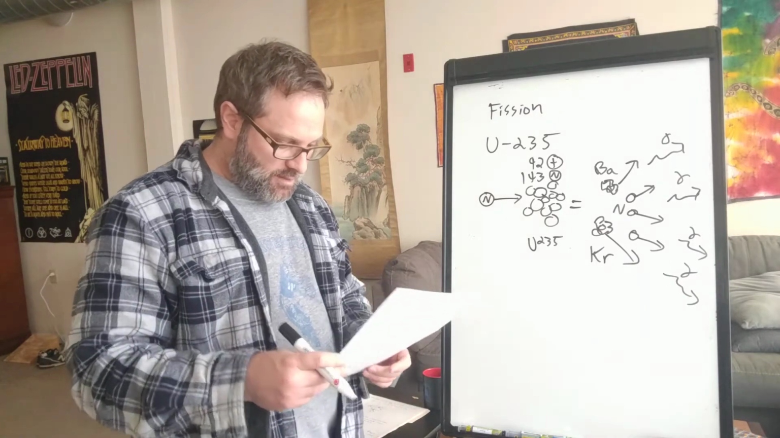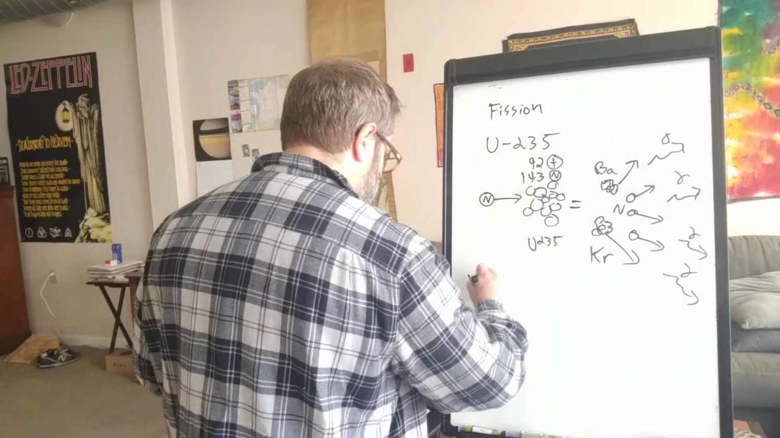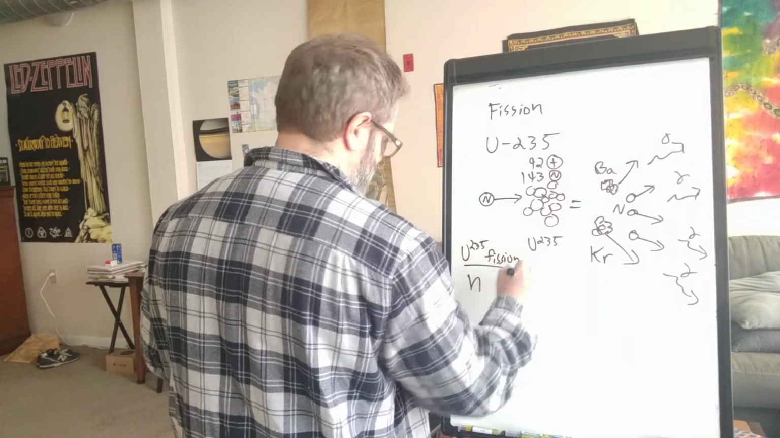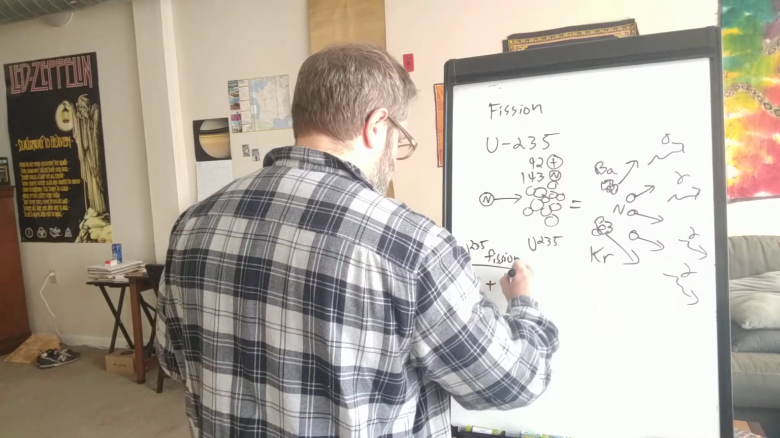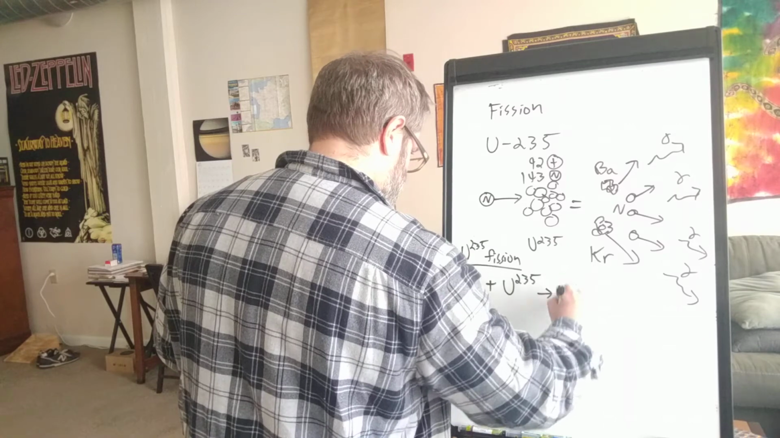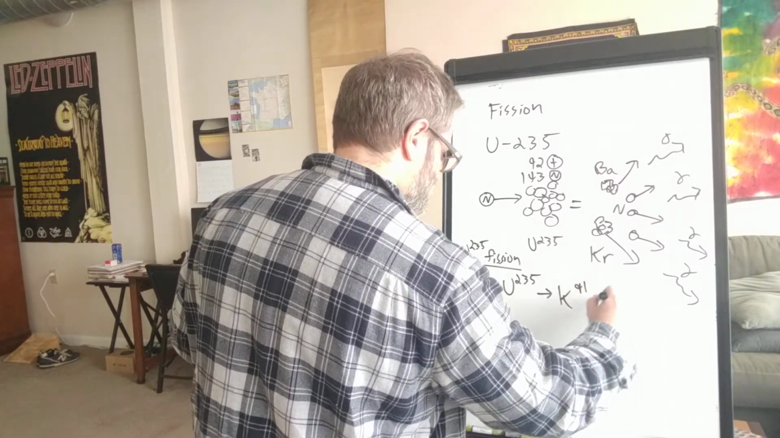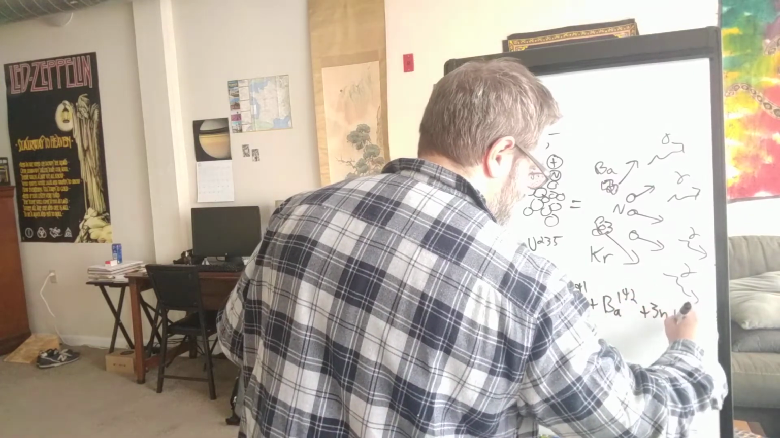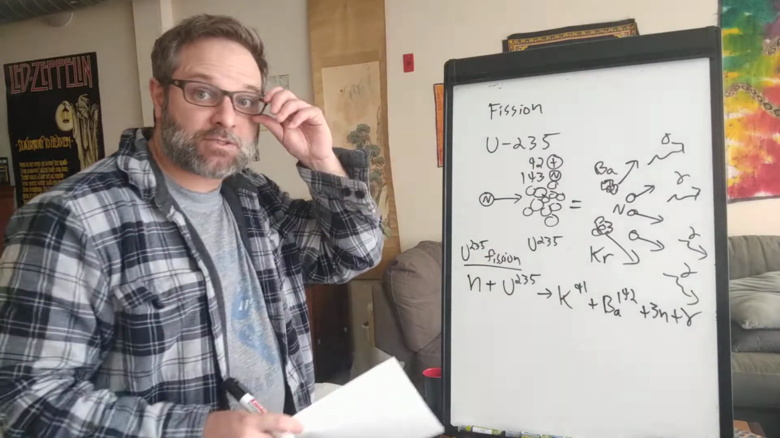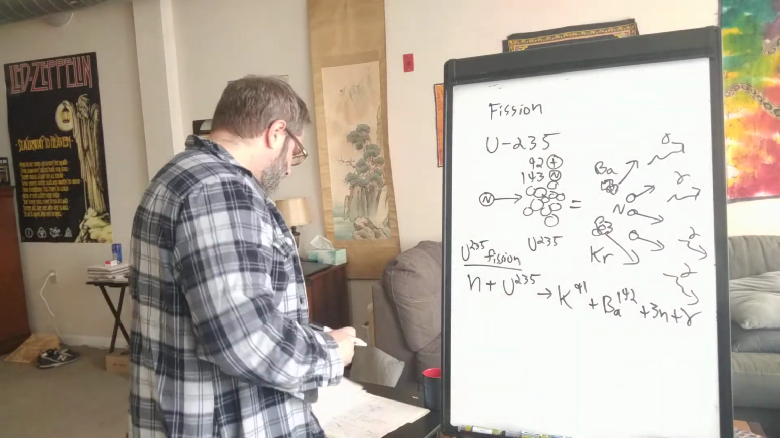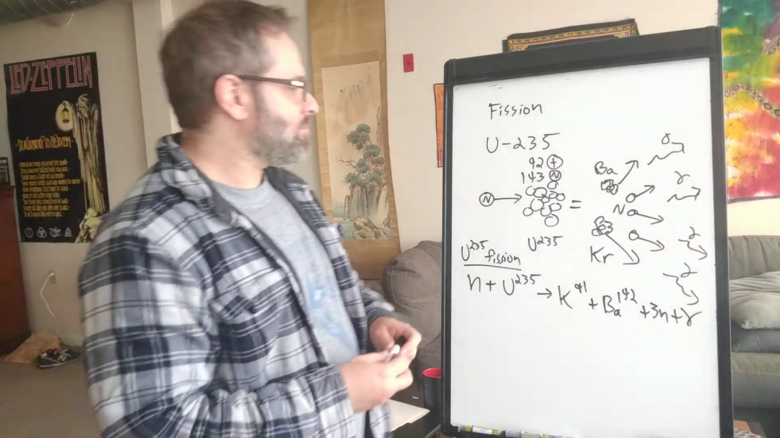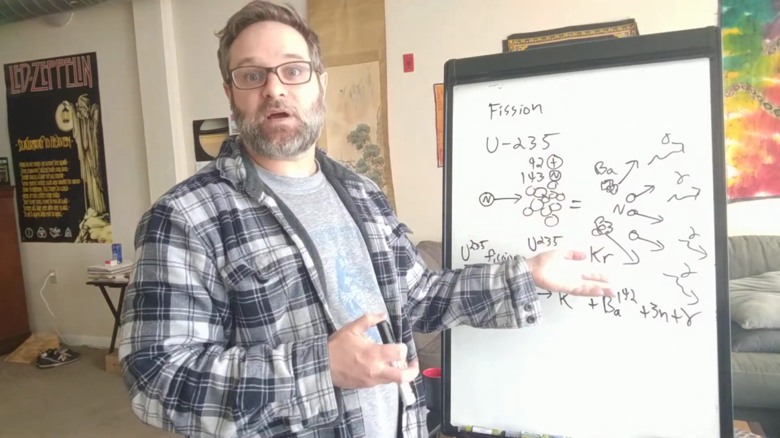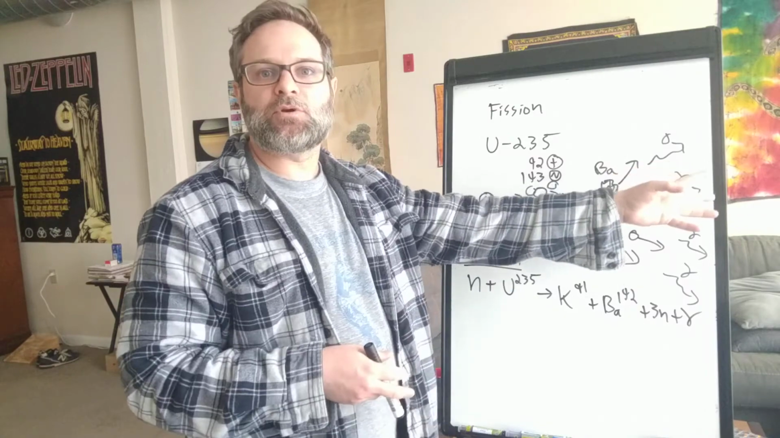Okay. So to write this as a nuclear reaction, this is U-235 fission. Neutron plus U-235 gives krypton-91, barium-142, plus 3 neutrons plus electromagnetic radiation photons. Okay. So what happens is that this interaction not only breaks apart the U-235 nucleus, but releases 3 more neutrons.